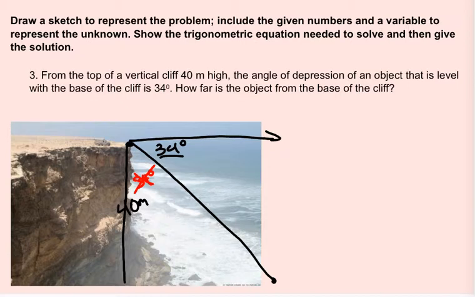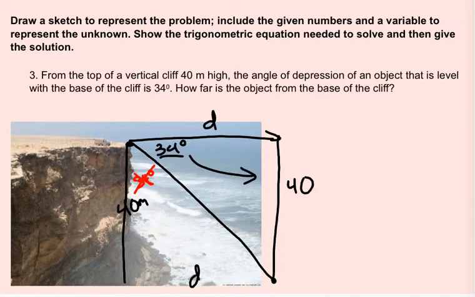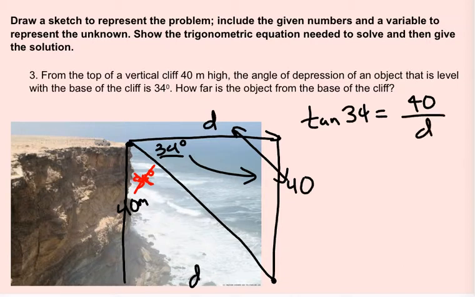So how far is the object from the base of the cliff? So this is 34. This is still 40. So you're looking for this distance because that's going to mirror this distance. Tangent usually plays a big role in this one. So tangent of 34, and be careful because a lot of kids will screw this up. Do you want 40 over D or D over 40? Well, you want 40 over D. Opposite over adjacent. That's how you're going to solve this.